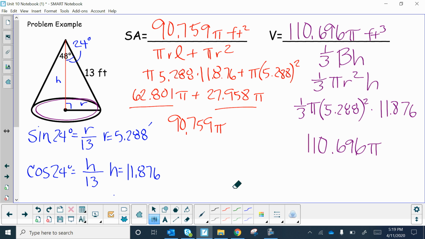And there we go. So see, the cone is a pretty easy one because the base is always going to be a circle. And that's it for these notes.